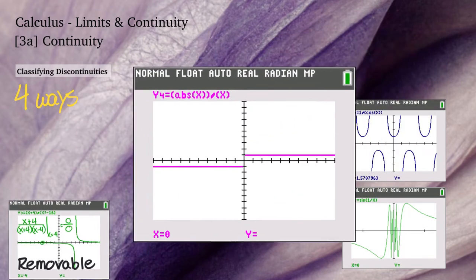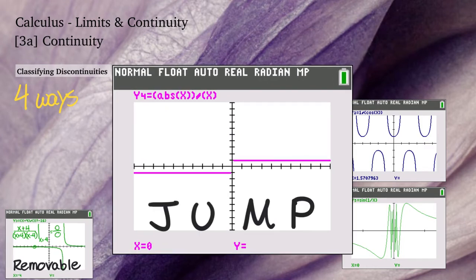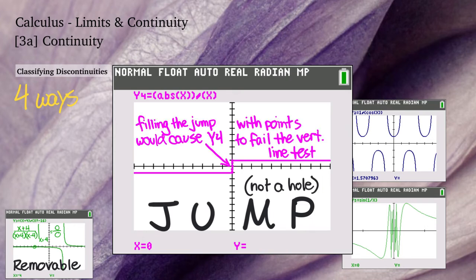The next type of discontinuity is a jump. It is just as it sounds, and we can see that in this function, the absolute value of x divided by x. If I put my pencil at a point on the left side of the function and move to the right, the only way to get to that upper right part of the function is to actually jump up. It's not considered a hole because the only way that you could patch that area in between the 2 parts of the functions is to plot an infinite number of points there. And if we do that, it won't be a function anymore.